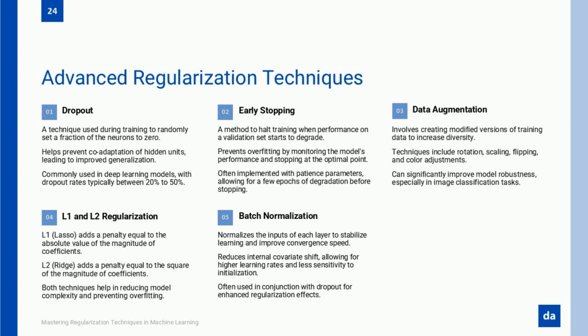How it helps: by stabilizing the learning process, batch normalization allows you to use higher learning rates, reduces sensitivity to weight initialization, and even acts as a regularizer, making your model less likely to overfit.